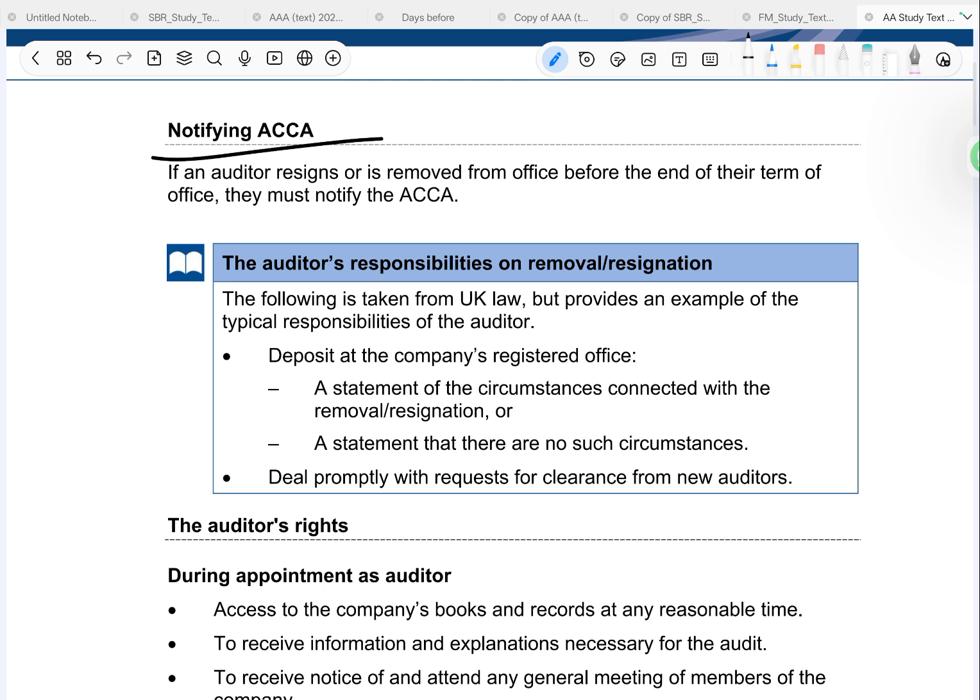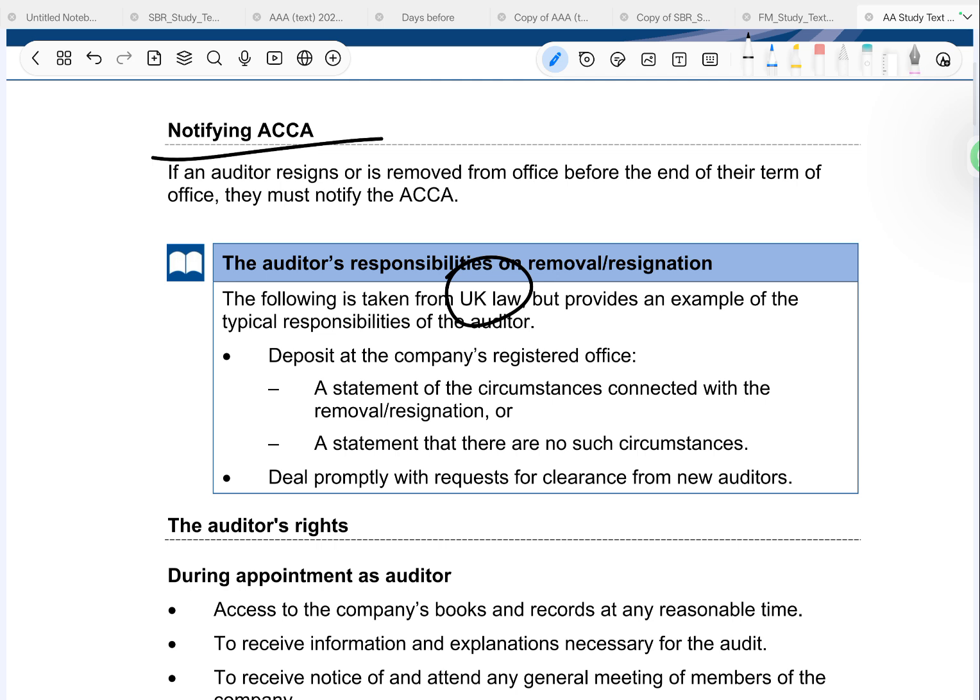Now, let's talk about the auditor's responsibilities when they resign or are removed. The specific rules may vary from country to country, but the basic principles are very similar worldwide. Under typical regulations, for example, under UK law, the auditor must deposit certain documents at the company's registered office. These documents include either a statement of circumstances connected with the resignation or removal, or a statement confirming that there are no such circumstances. In simple terms, the auditor must clarify whether there were any problems or disagreements that led to their departure. This promotes transparency, especially for shareholders and regulators.